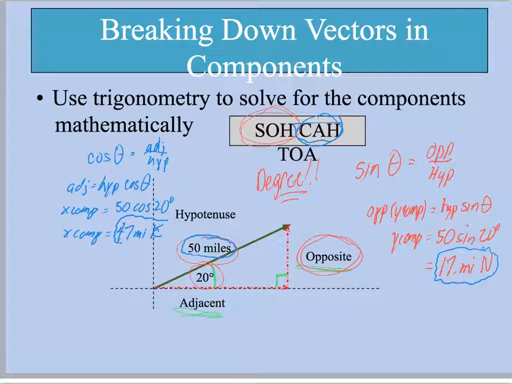So our x component is 47 miles east, and our y component is 17 miles north. So we're saying that this object moved 47 miles east and 17 miles north over a span of 50 miles.